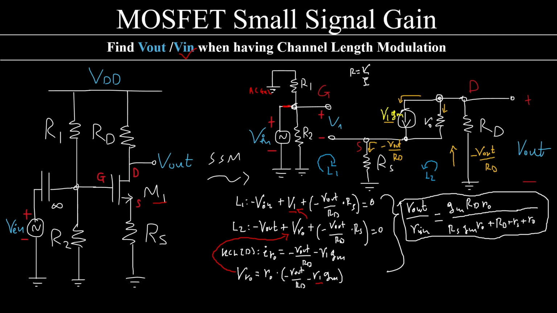Notice that we had to bias the gate properly with two resistors connected like this as a voltage divider with a battery, but it didn't play any role in the final result. So we don't have any resistor R1 or R2 in the expression. Also, this capacitor, because it's very large, we say it is infinite, played no role in the calculation of the small signal gain. This capacitor protects the circuit and does not interfere with our gain.